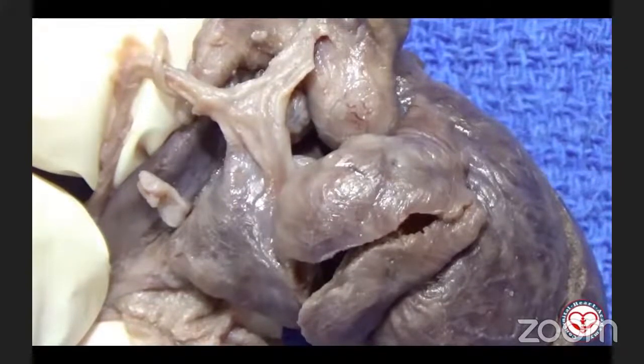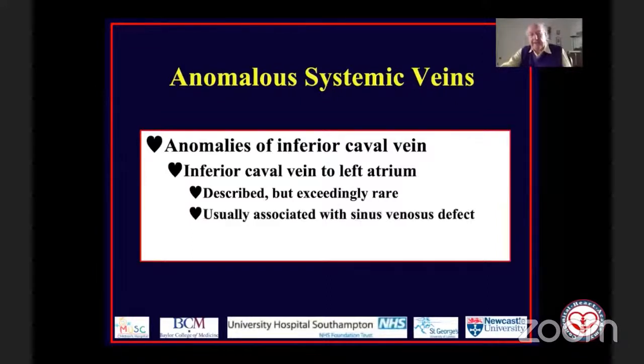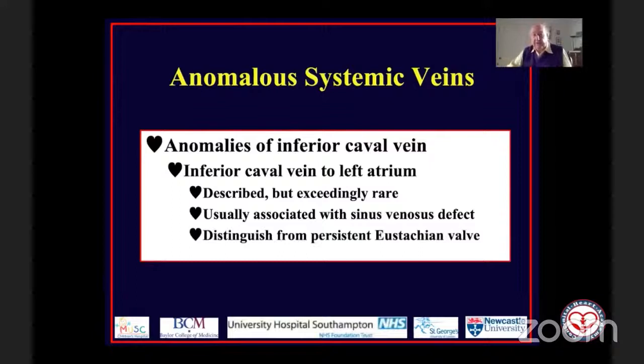Now I'm going to come back to that particular heart that Diane has shown you at the end of the presentation, because you will have noticed that in that particular heart, the inferior caval vein was also draining into the left atrium. Now that is an anomaly in itself. It's been described, you've just seen an example, but it is exceedingly rare. And usually it is associated with the sinus venosus defect. But in the heart you just saw, it was not associated with the sinus venosus defect.